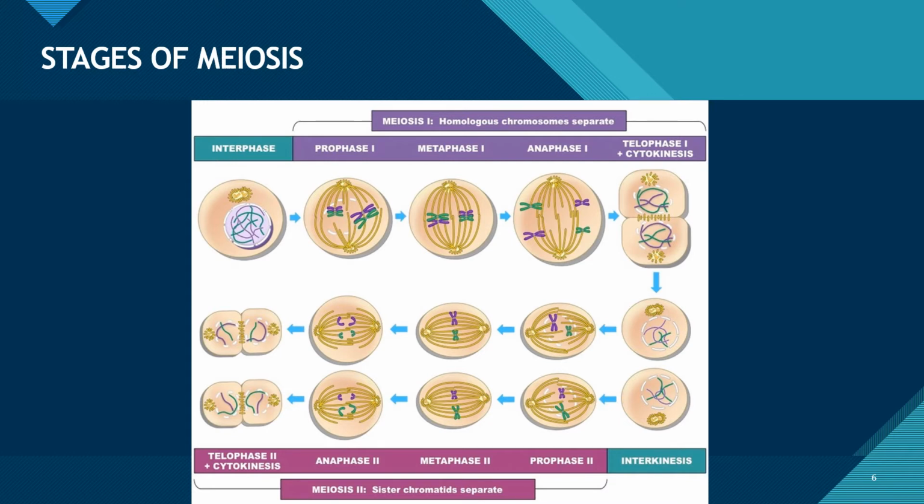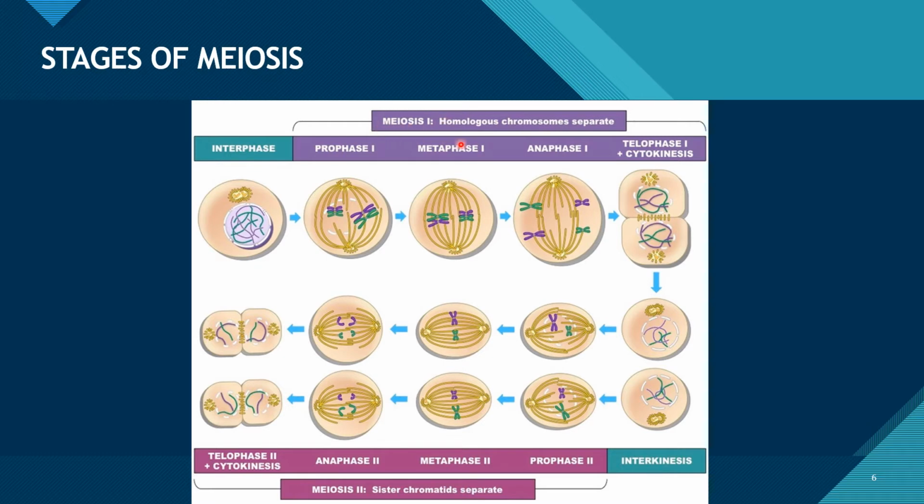Okay, so let's talk about the stages of meiosis. Just like we talked about the stages of mitosis, they are super similar, except there are some significant differences. So meiosis is often referred to as reduction division because the chromosome number is reduced before the sister chromatids are actually divided. So we have two sort of parts to meiosis.